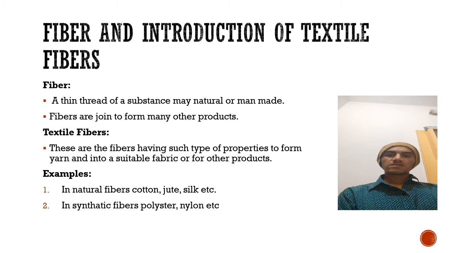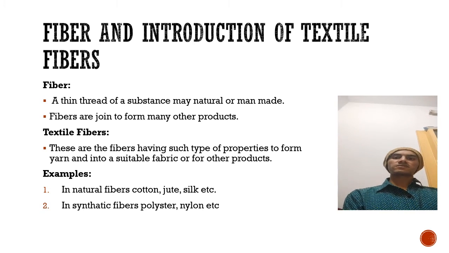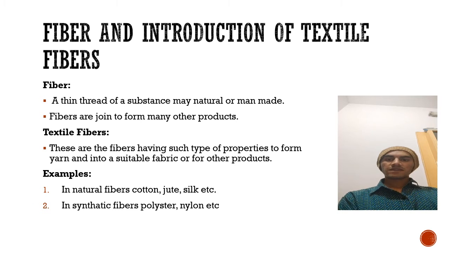So now we discuss the textile fibers. What are the textile fibers? Textile fibers are the fibers which have some abilities and properties that are really required in textile products, such as their elongation property, their elasticity, and their strength. In simple words, we can say they are the fibers which are easily spun into a yarn to form fabrics in textiles. These types of fibers are called textile fibers.